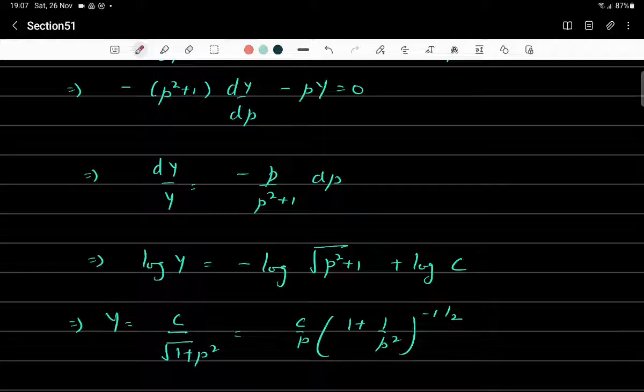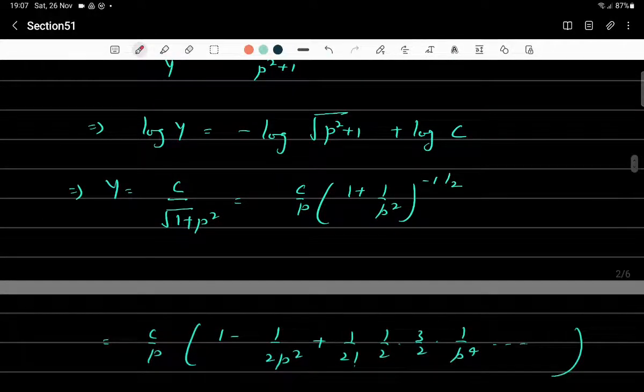Clear? Now what's next? I need to find the Laplace inverse to get the value of y of x. Now if I use the binomial expansion, the right hand side would be c by p times (1 minus 1 by 2p square and so on). If I observe, the first term is 1 by p, keeping c aside. The next is 1 by 2p cube and so on.